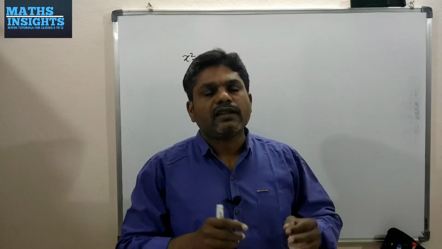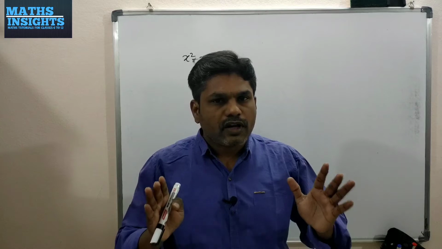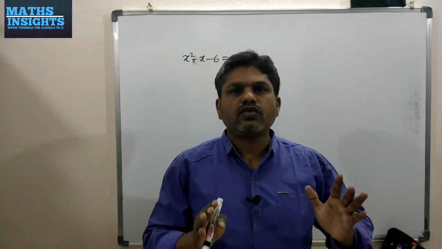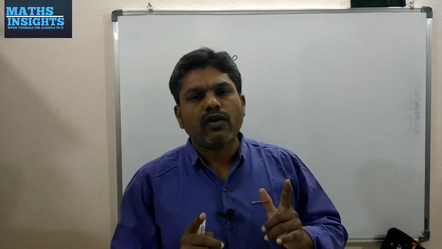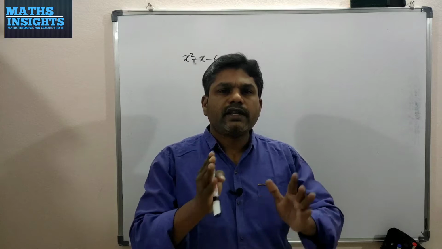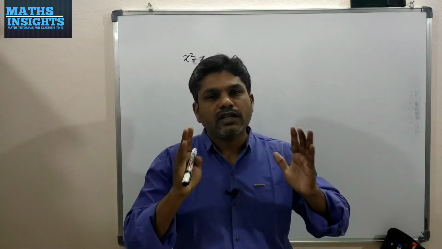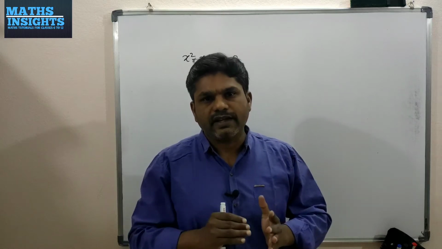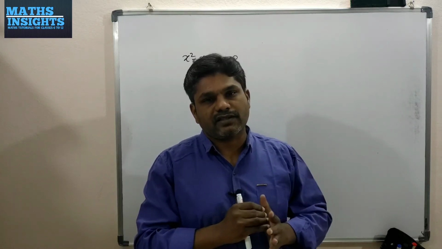But here the graph of a quadratic polynomial is not a straight line, it's a curve. So to draw a curve, you have to have at least 7 points on that graph. By taking those 7 points, we will draw the graph of that quadratic polynomial, and we will decide where it is meeting the x-axis. Why?